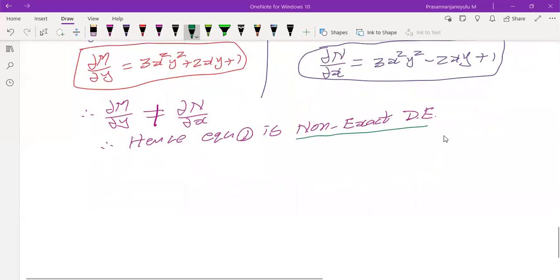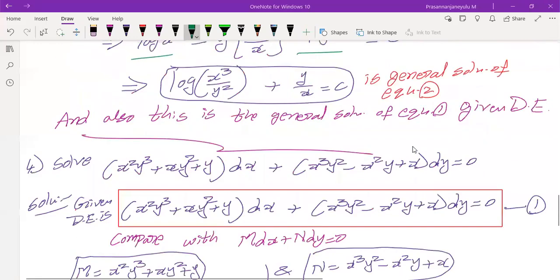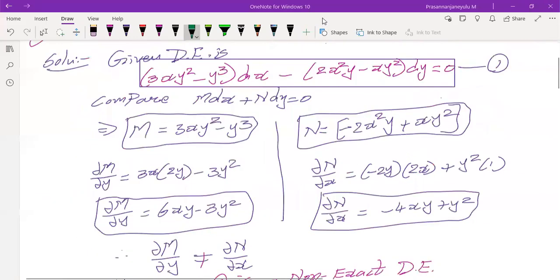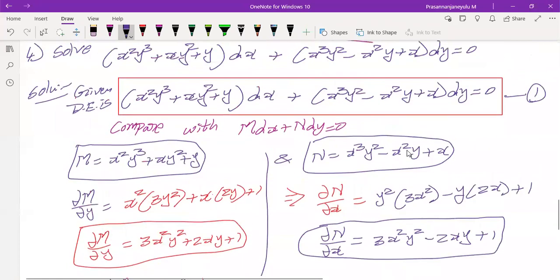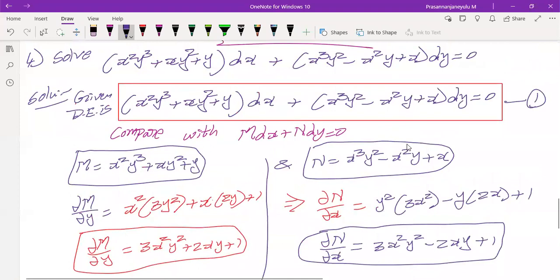Now, if it is a non-exact DE, what can we say? We have to convert it. So what is the procedure? Given DE is a non-exact differential equation, first we have to convert equation 1 into an exact DE by finding the integrating factor. How to find the integrating factor? Check. Given DE is non-exact, okay, we know it. Is the given differential equation a homogeneous differential equation? If it is non-exact, we have to check immediately whether it is homogeneous or not. So check whether it is a homogeneous differential equation or not.